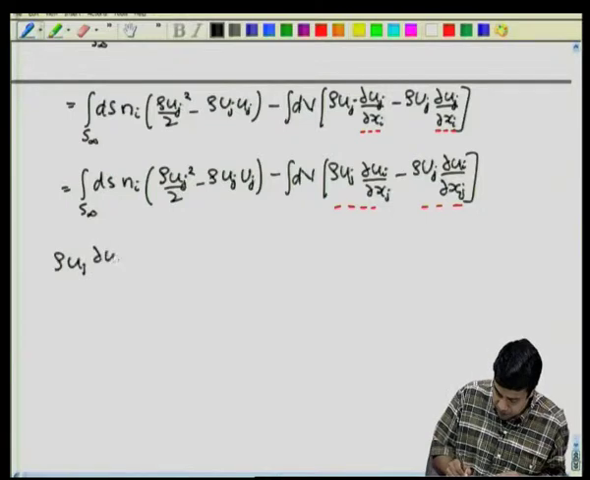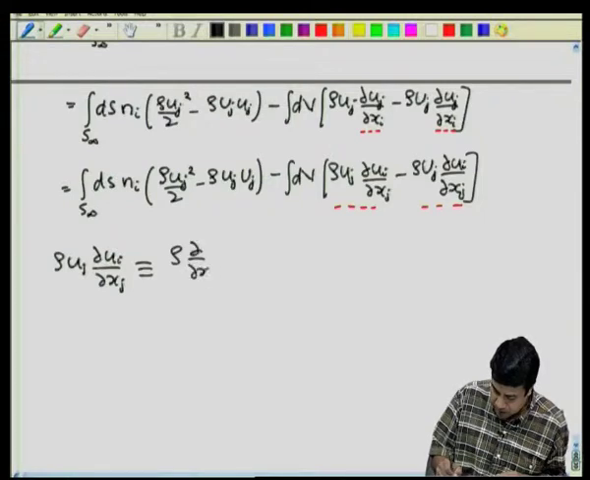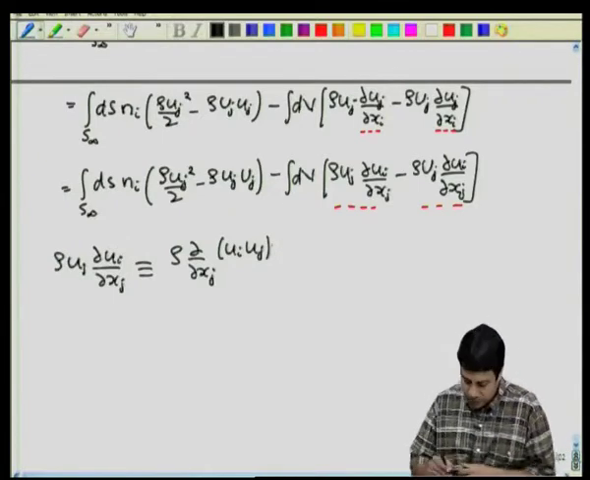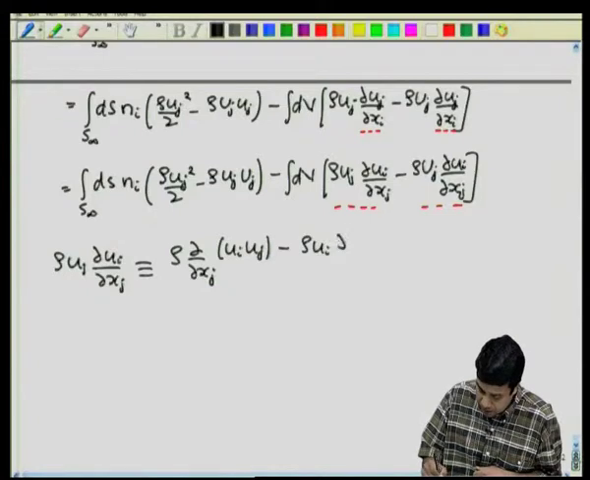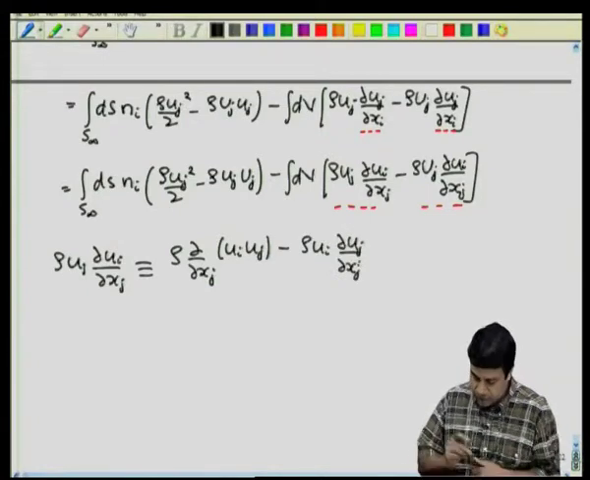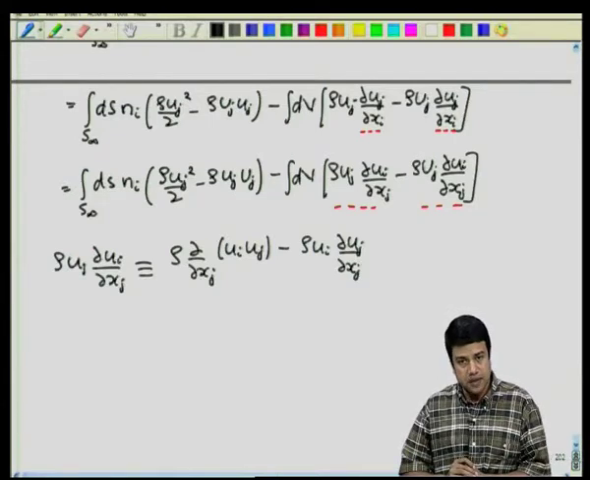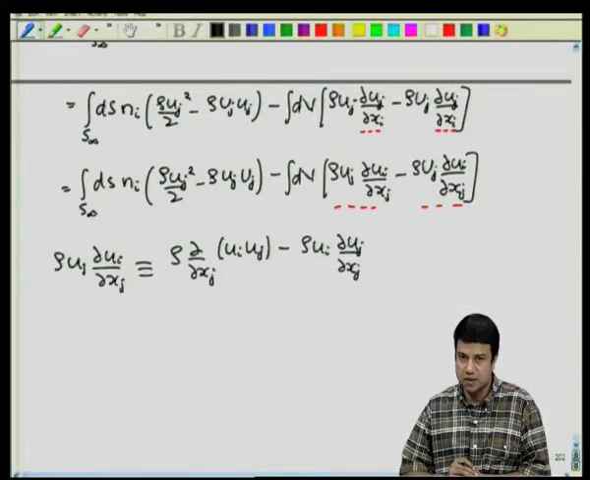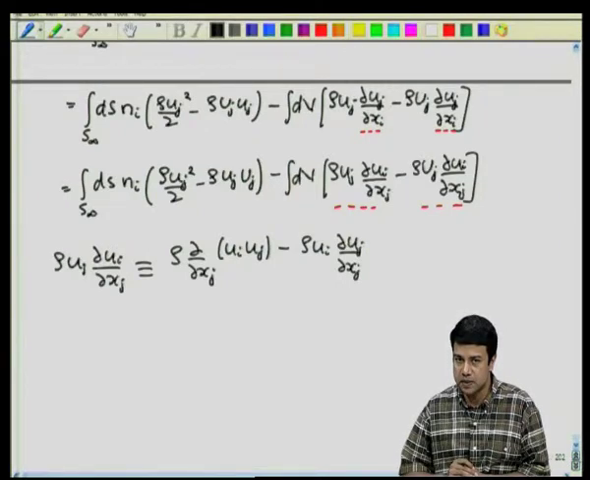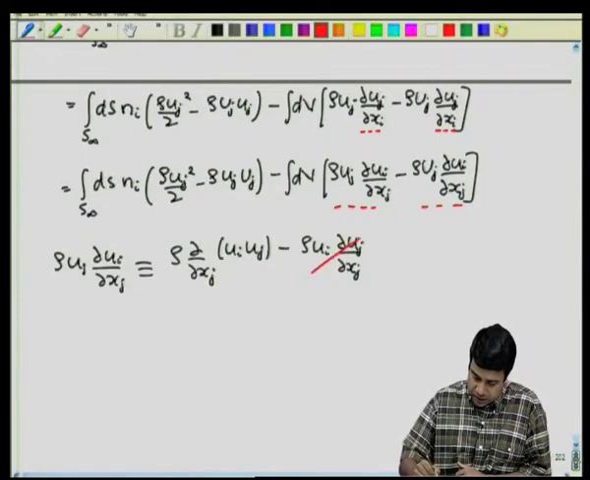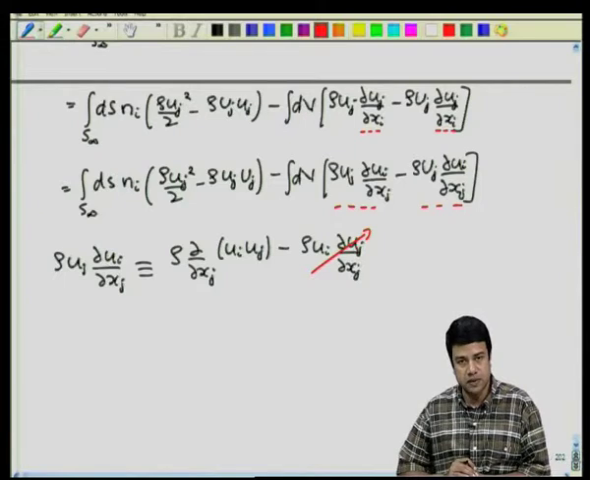rho uj partial ui by partial xj can be written as rho times partial by partial xj of ui uj, minus rho ui partial uj by partial xj. The second term is of course velocity times the divergence of the velocity. Partial uj by partial xj is the divergence of the velocity. Since the flow is incompressible, the divergence of the velocity has to be equal to 0. And therefore, I have rho uj times partial ui by partial xj is rho times partial by partial xj of ui times uj.